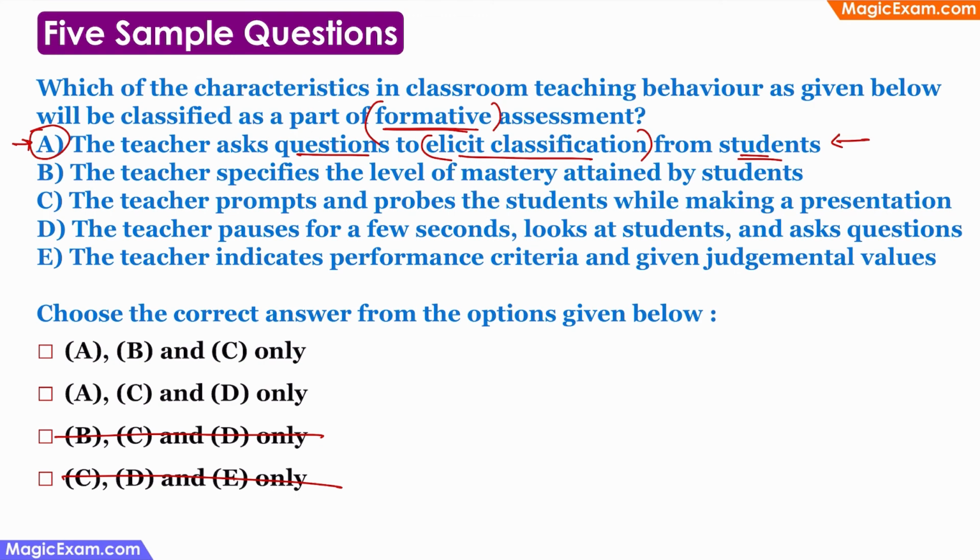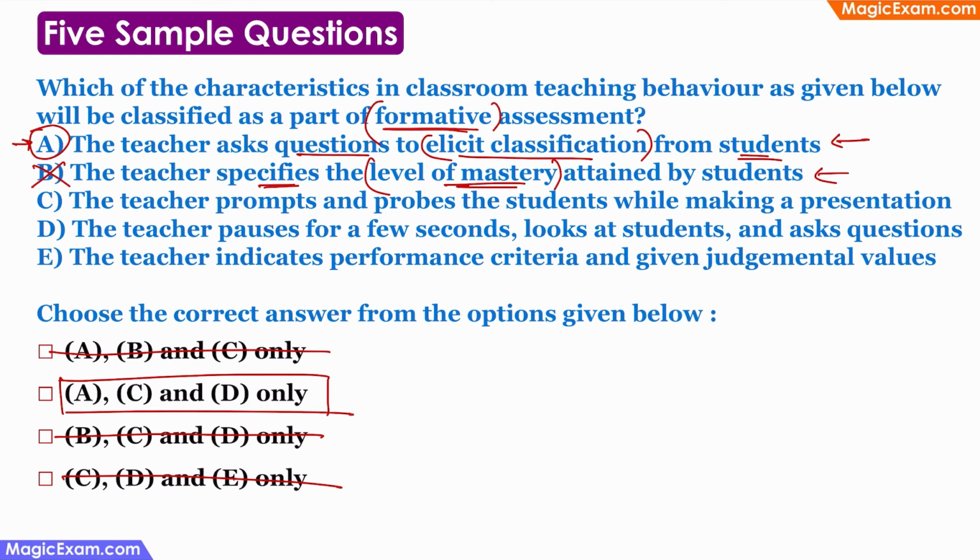Next, B is: the teacher specifies the level of mastery attained by the student. Now level of mastery means you are doing a summary assessment. Are you pass? Are you fail? If you are passed, then what is your rank? So you are doing summary assessment here. This is not formative assessment. Therefore the correct answer should not have B in it. And because option 1 has B in it, we can eliminate it. So which leaves us with only one option, that is option 2.